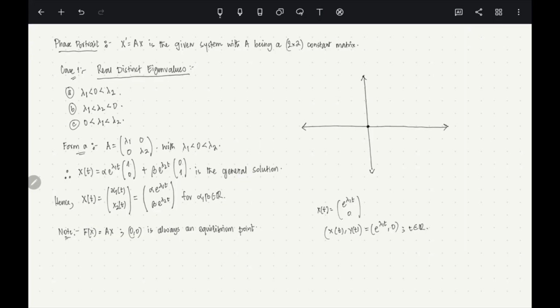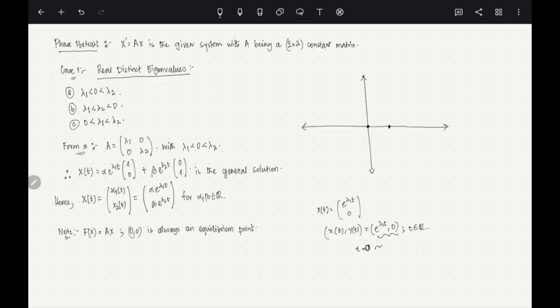Now if you think about it, for a fixed t, let's say t equals 1, this is just a motivation. You don't have to write all these things. This is how you start. What is e^(lambda_1 t)? It is basically a real number, right? So let's say t equals 0. This point is nothing but (1, 0). So it is somewhere here. Let's say this is (1, 0).